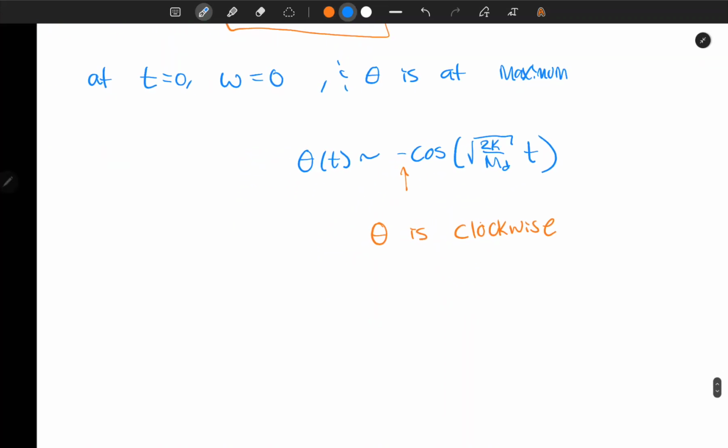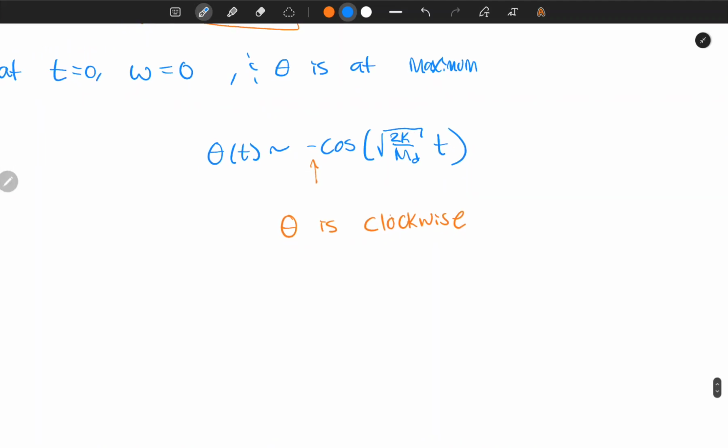So omega, from what we found here, is just the time derivative of this negative cosine. If you take a time derivative of cosine, you get a negative sign times the omega. So we get the square root of 2k over md. The negatives cancel, from the time derivative of cosine and the already negative sign that we have here. So we get sine of the square root of 2k over md times time.